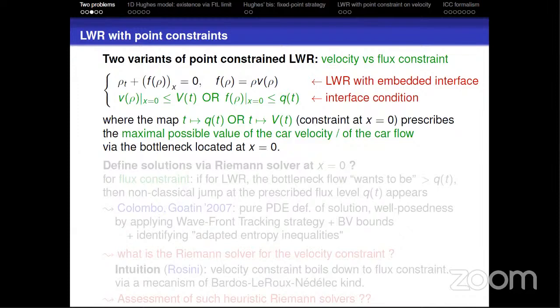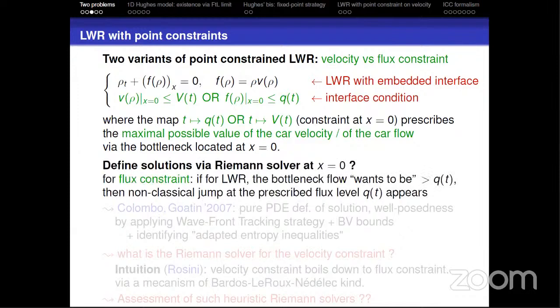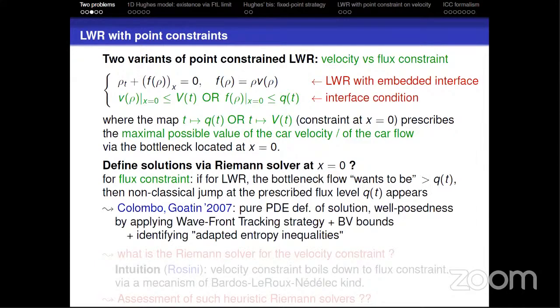And the typical approach to this kind of problem is to define solutions via a Riemann solver. For flux constraint, it was done by Colombo and Goatin in the following sense: if the bottleneck flow wants to be above the value Q, then a non-classical jump appears precisely at the saturated flux level. From this, they derive a pure PDE definition of solution with entropy inequalities. They derive well-posedness by applying the wavefront tracking strategy with BV bounds, and through these adapted entropy inequalities, they fully characterize the solution, which is unique.